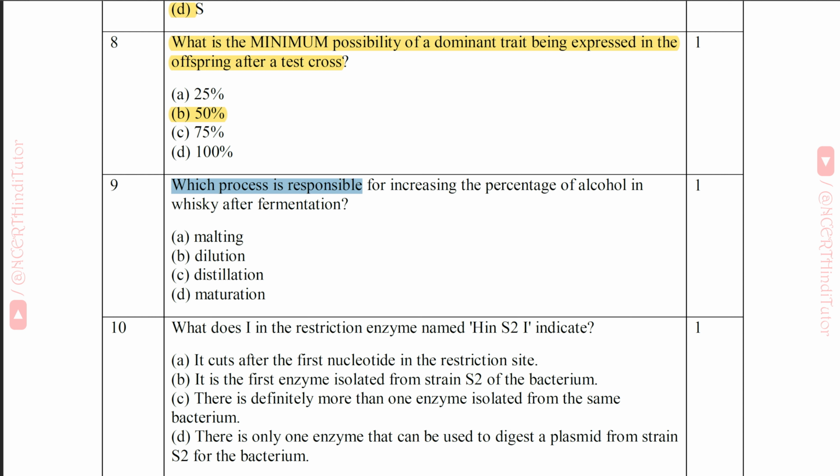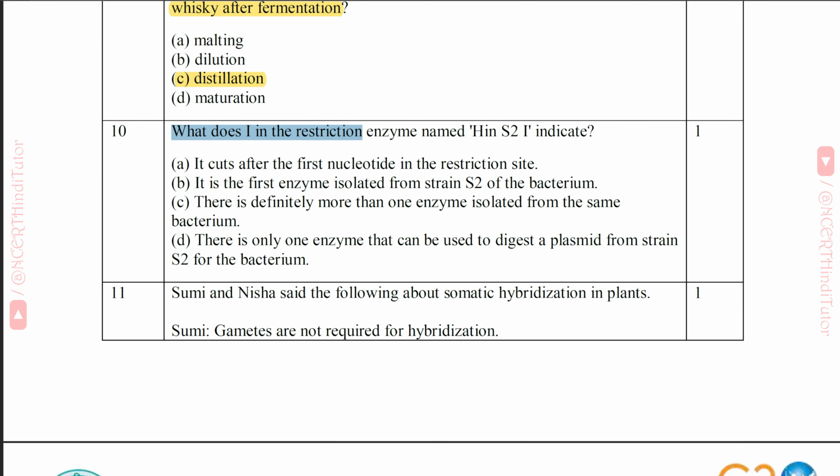Question 9. Which process is responsible for increasing the percentage of alcohol in whiskey after fermentation? Answer C. Distillation. Question 10. What does I in the restriction enzyme named HIN-S2I indicate? Answer B. It is the first enzyme isolated from strain S2 of the bacterium.